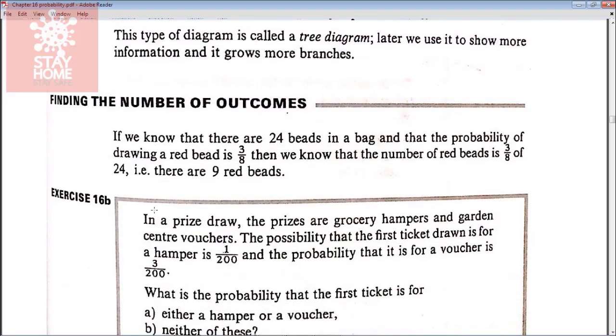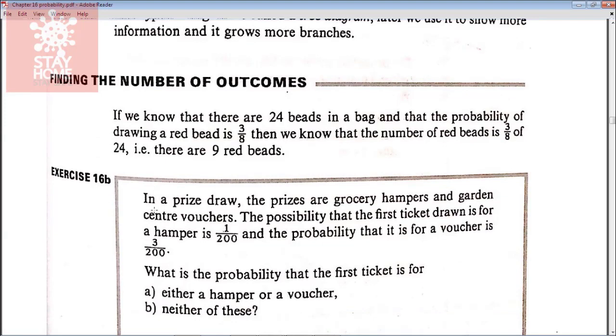Finding the number of outcomes. If we know that there are 24 beads in a bag and the probability of drawing a red bead is 3 over 8, then we know that the number of red beads is 3 over 8 of 24. So how many will it be? 3 over 8 multiplied by 24. That will be 9 red beads.